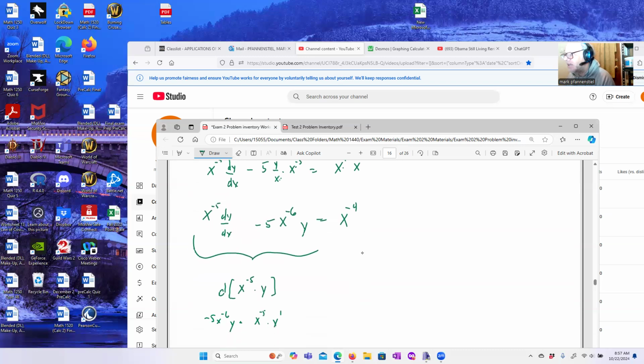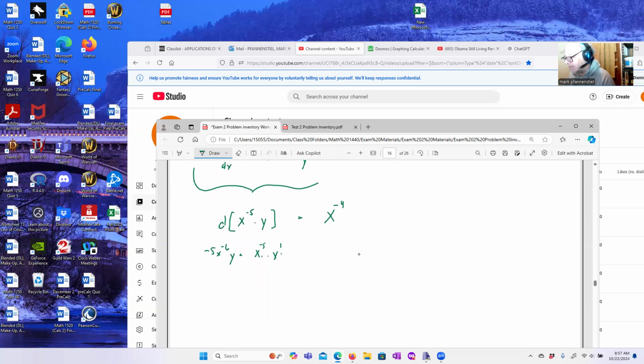Hold on, go and check. We have dy/dx times x to the negative 5 minus x to the negative 6 times y. We sure do. This piece that we just generated is the derivative of a product rule, and it is equal to x to the negative 4. Okay, now that we've verified it, we don't really need this anymore.